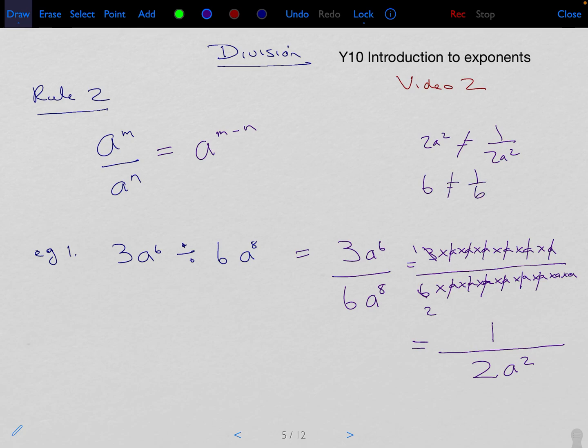They simply aren't, right? So if your a's are at the bottom, keep them at the bottom. So you've got these two left, they're at the bottom, they stay there. This 2 is left, it's at the bottom, it stays there, which means you must have a 1 at the top.